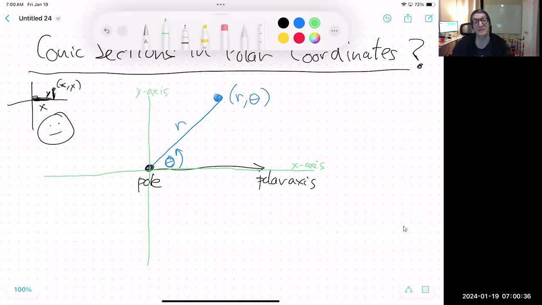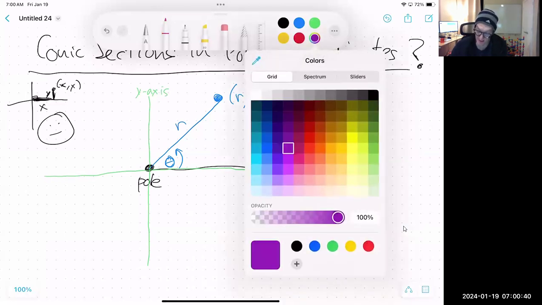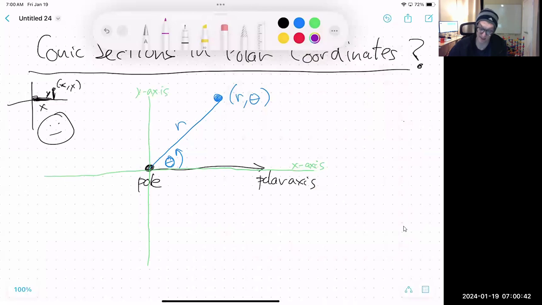Then it's possible to take a point and simultaneously give it a pair of rectangular coordinates. So I'm describing the same point in two different ways: one in blue with the polar coordinate system, and one in purple with the rectangular coordinate system. And of course, that means that this segment over here is x, and this segment over here is y.